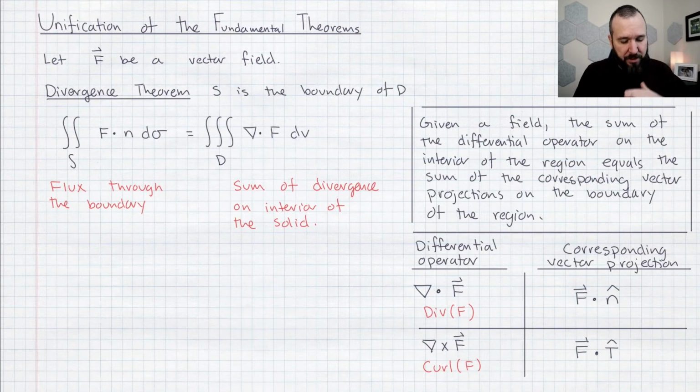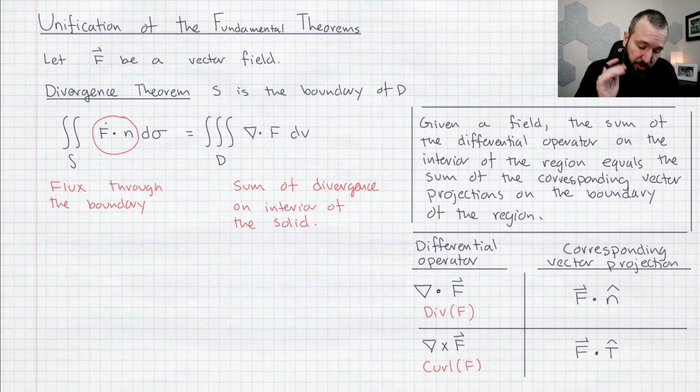All right, here we go with the divergence theorem. I wrote it down here. Let's check and see. Does this work? Is it consistent with this unified statement? So what the divergence theorem says, if you're calculating the flux through the boundary, that's the sum of all of the projections of the vector field onto the unit normal vector everywhere on the boundary of the solid. Then that's the same thing as if you add up the divergence everywhere inside the solid.